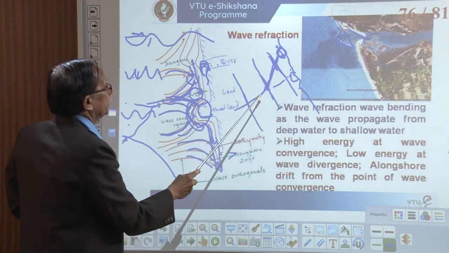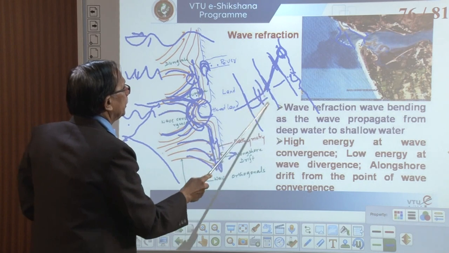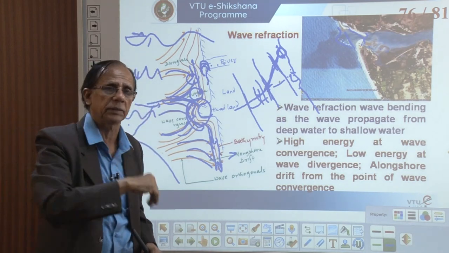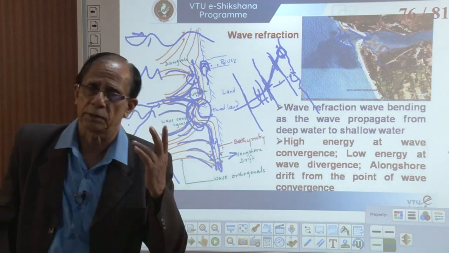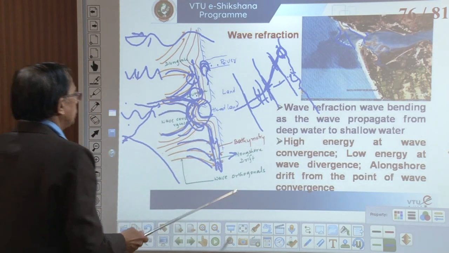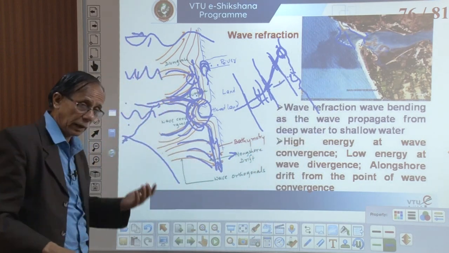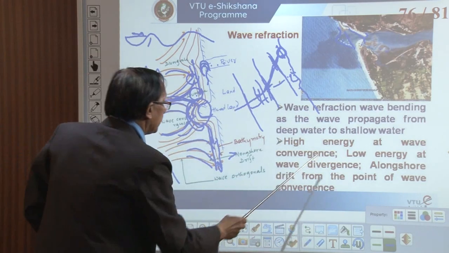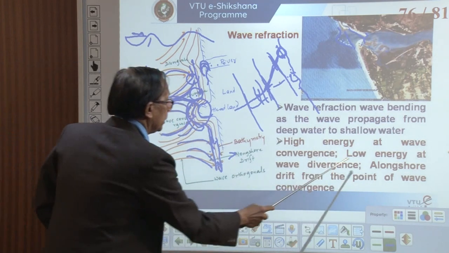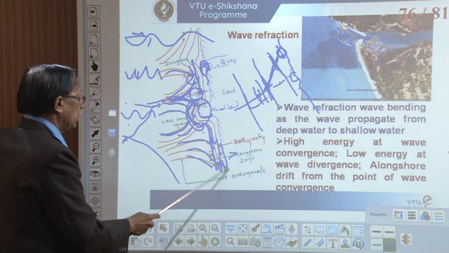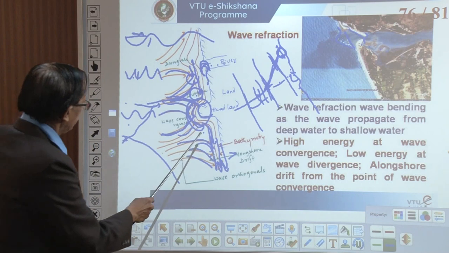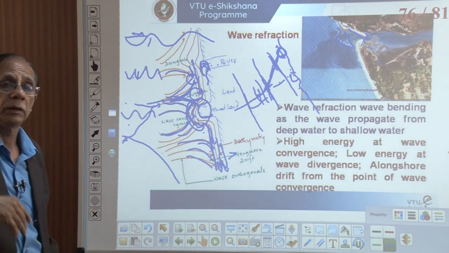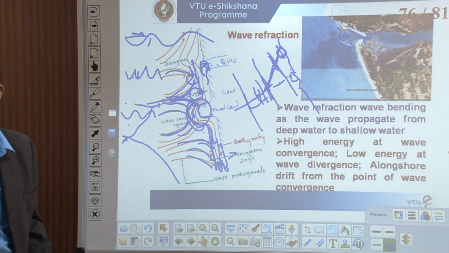Then the bottom contours. If they are farther, there is less deviation; if very close, the deviation may be different. Thus, bottom contour is another factor which determines the direction. As a result of initial wave height, initial direction, bathymetry and orientation of the coast, waves reach the coast at an angle, and they may converge or diverge. Thus, energy distribution varies: high energy wherever waves converge, low energy wherever waves diverge. Along the shore, where waves arrive at an angle, or away from the point of convergence, we have the alongshore current, which carries the material. This basic knowledge is important for coastal engineering.